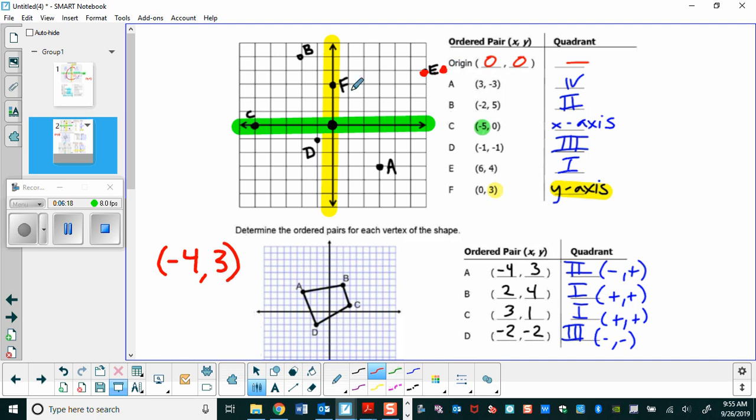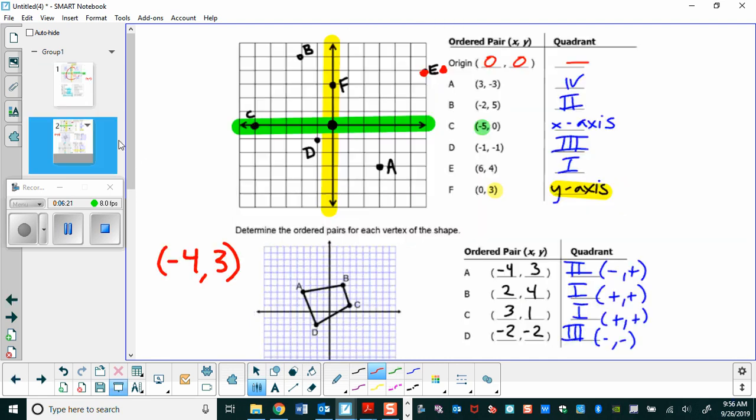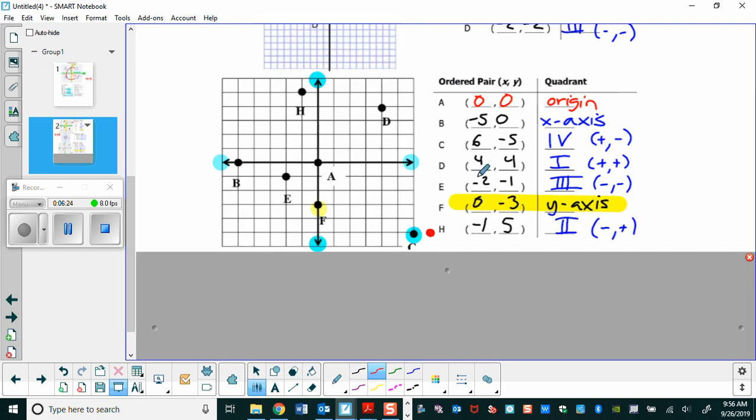All right? So that takes care of a quick little review on the basics of the coordinate plane and how you're plotting points from elementary school.